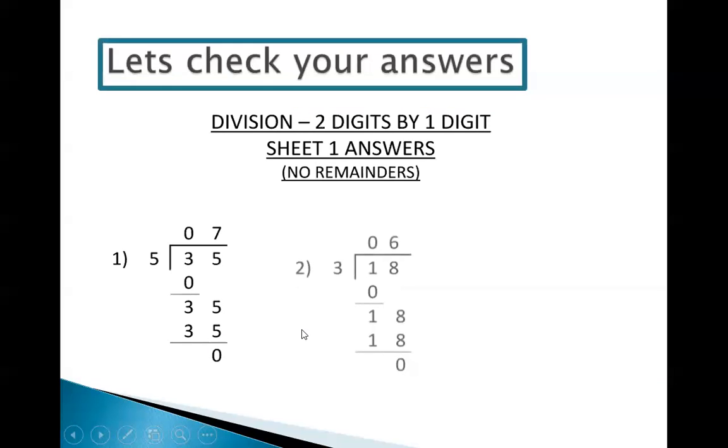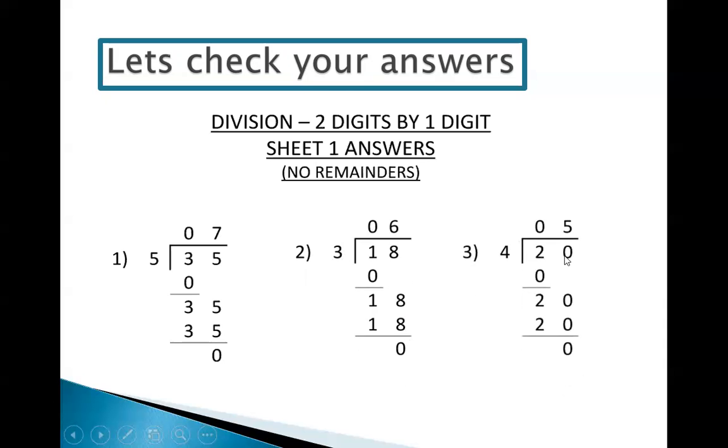The second problem is 18 divided by 3. In the 3 times table, 3 times 0 is 0. 1 minus 0 is 1. Then we are going to take this 8 down. 3 times 6 is 18. So 18 minus 18 is 0.